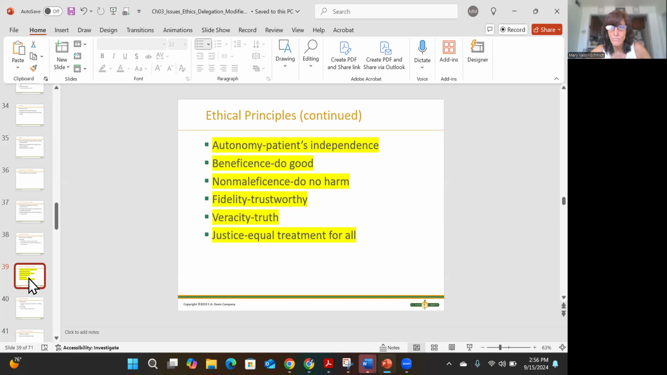Tell the truth. And then justice, that's equality. That's equal treatment for all. Rich, poor, doesn't matter. Who you are, movie star, homeless guy. Everybody gets the same treatment, right? Convict, we're not police, we're not judges, we're not juries, okay? That is your patient. You take care of them all the same.